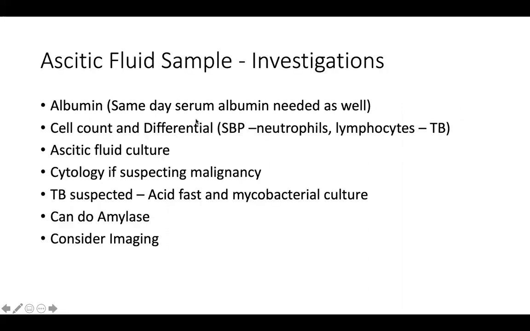So investigations, this is just to show it's quite similar to some of the investigations that we do for pleural effusions. Other things to note, and I can't stress this enough, it's really important to send ascites fluid for a cell count differential, because neutrophils is what we need to exclude. We need to exclude in almost everybody that they don't have spontaneous bacterial peritonitis because it is a medical emergency.